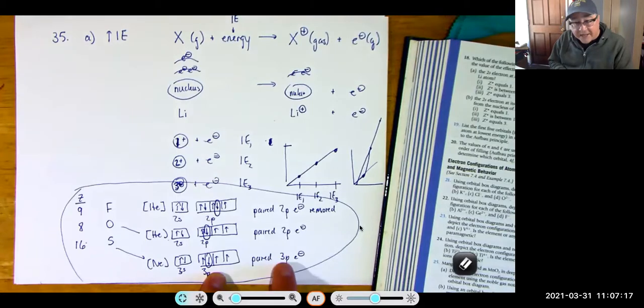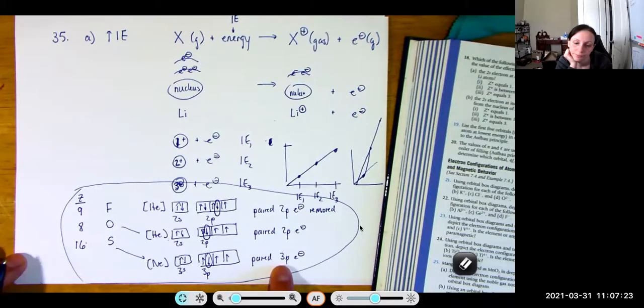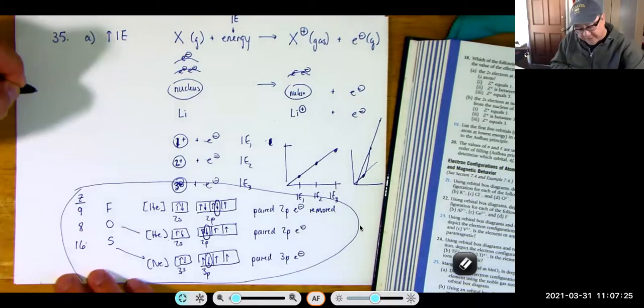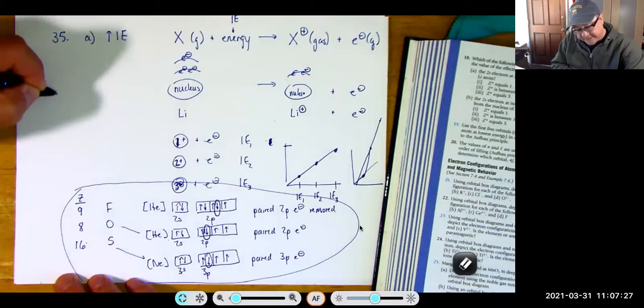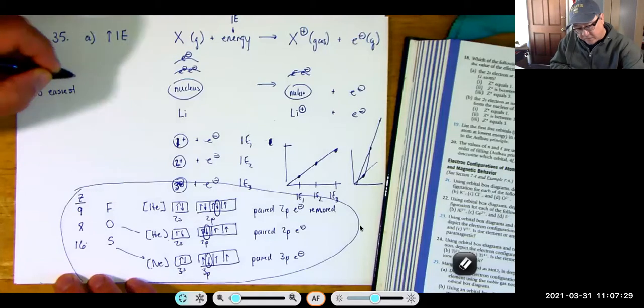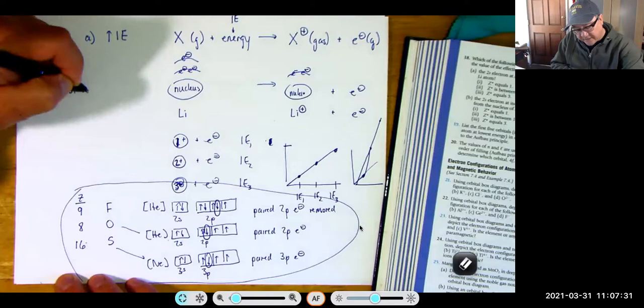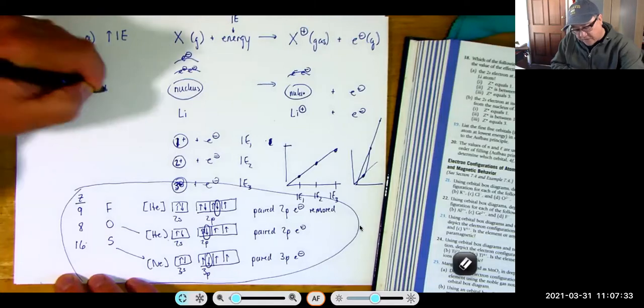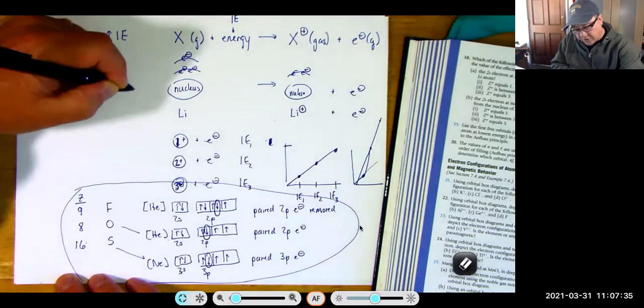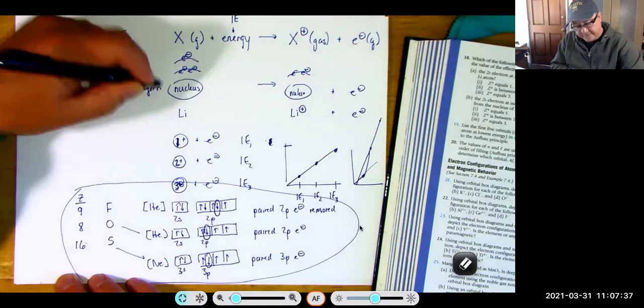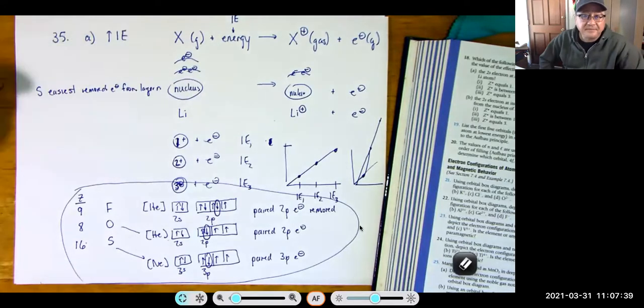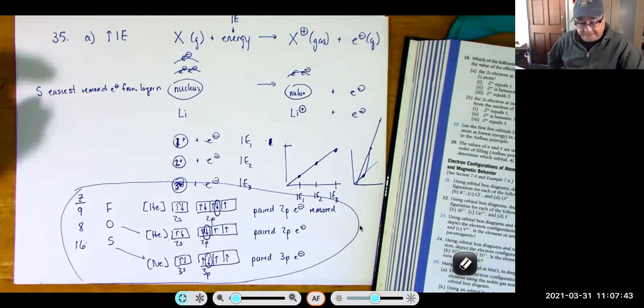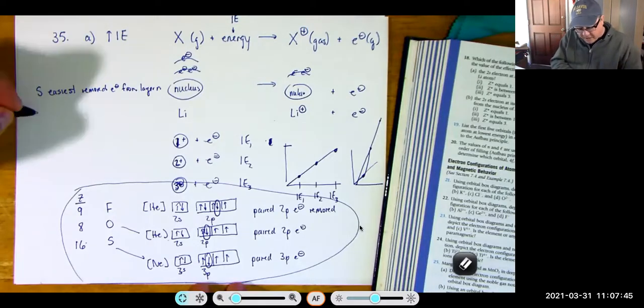And you look at the n. Larger n is easier. Right. So we're going to go with sulfur is the easiest because we're removing an electron from larger n, which means it's farther away from the nucleus, easier to take. Now, what about oxygen and fluorine?